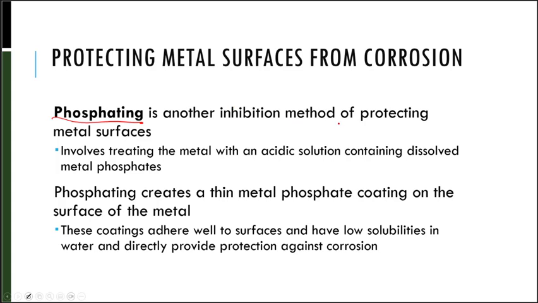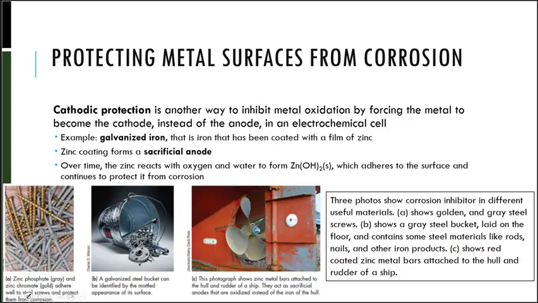Phosphating is another inhibition method of protecting metal surfaces. It involves treating the metal with an acidic solution containing dissolved metal phosphates. Phosphating creates a thin metal phosphate coating on the surface of the metal. These coatings adhere well to surfaces and have low solubilities in water and directly provide protection against corrosion.